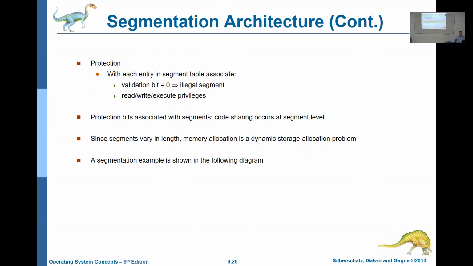Well, the whole point was to have variable sizes. But actually what we did is we just chopped our program up into smaller sizes. We didn't make it infinitely choppable. We just said we're going to have segments, and now they're smaller, so we'll find better places, but we still have the same issue. We're still going to have to find a place to put each segment. A segmentation example is shown on the following diagram.